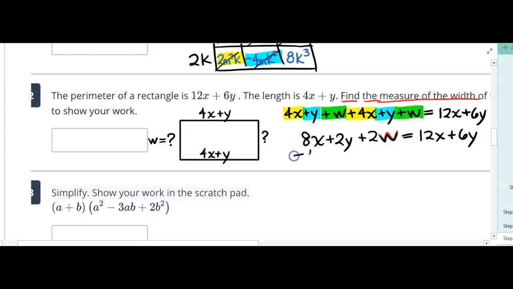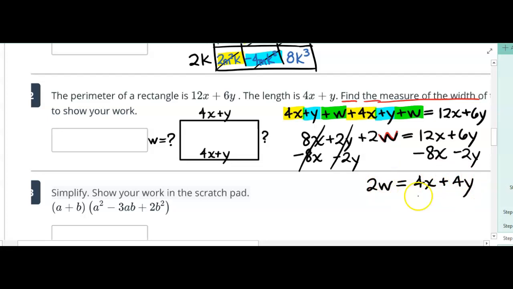So I'm going to subtract 8x from both sides. I'm going to also subtract 2y from both sides. Two widths would be equal to this expression. If I divide by 2, one width would be equal to 2x plus 2y.